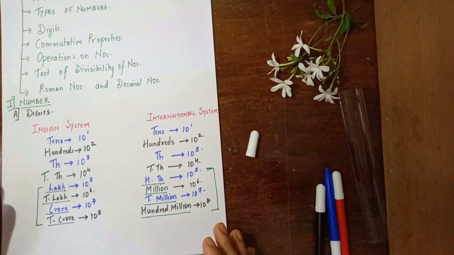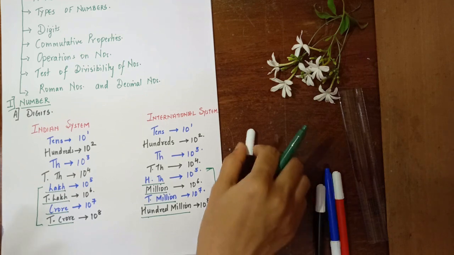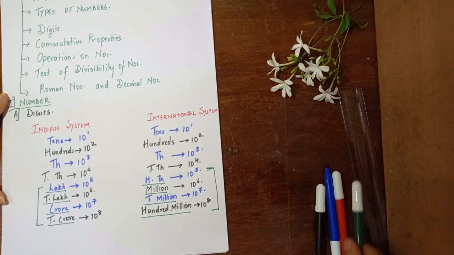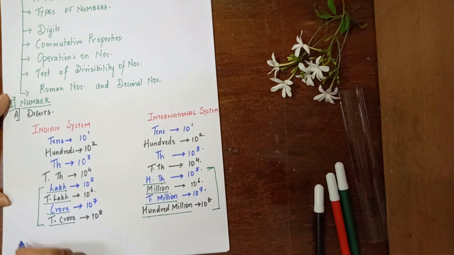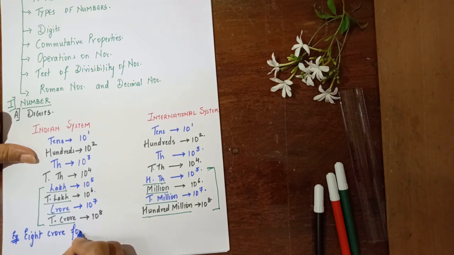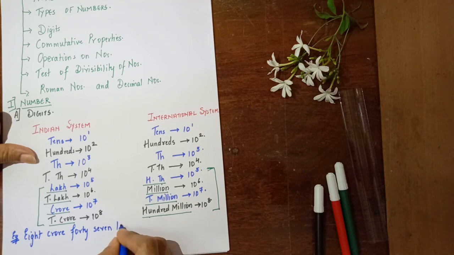Okay, so you need to know how to convert these numbers into digits. The type of questions that are generally asked from this part is how to convert it. Okay, for example, I'll just give you an example over here. 8 crore 47 lakh 90.